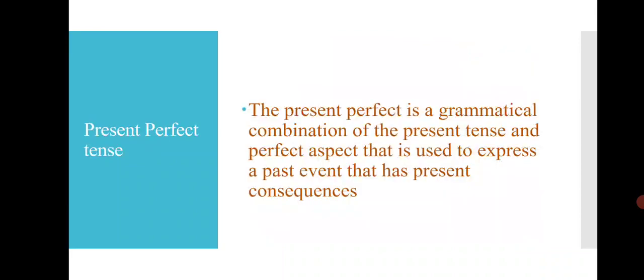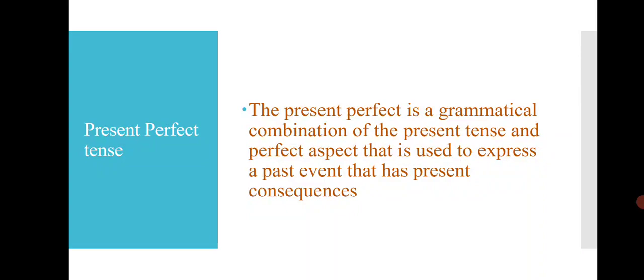The third type of present tense is present perfect tense. The present perfect is a grammatical combination of the present tense and perfect aspect that is used to express a past event that has present consequences. So, the present perfect tense denotes an action that has taken place in the past, but the action has not yet ended. The action has some present consequences. That means the action has some present touch.